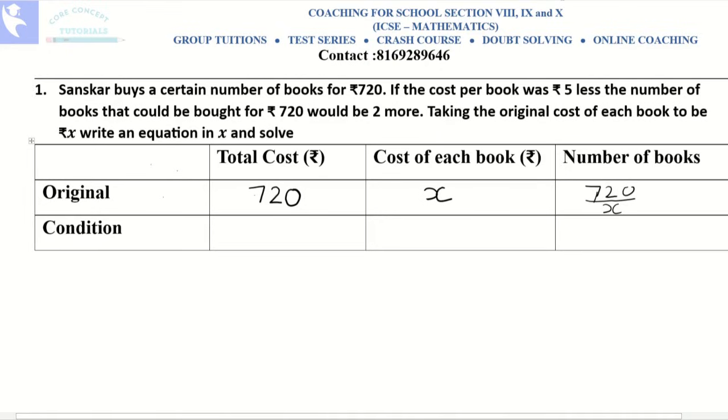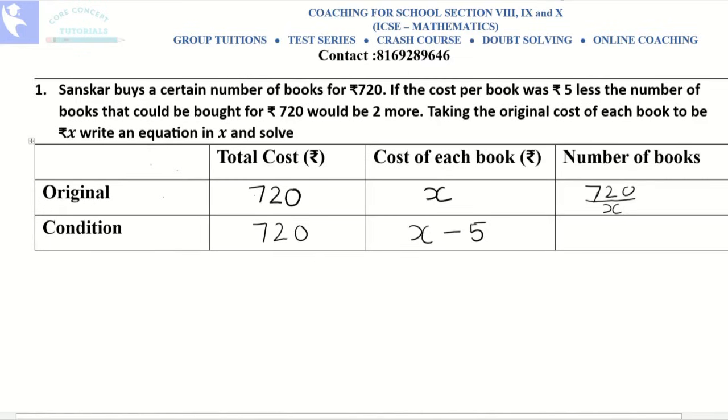As Sanskar was about to buy, he was informed by the salesman that if the cost per book was 5 less, the number of books that could be bought for 720 would be 2 more. So Sanskar was informed, sir, there might be some anniversary at the shop. You do the shopping of 720 only, but we have decided to reduce 5 rupees from the original cost of each book. Sanskar was very excited. "Hey, what is happening? What will I get?" Sanskar was informed, "With this condition you will get two more books."